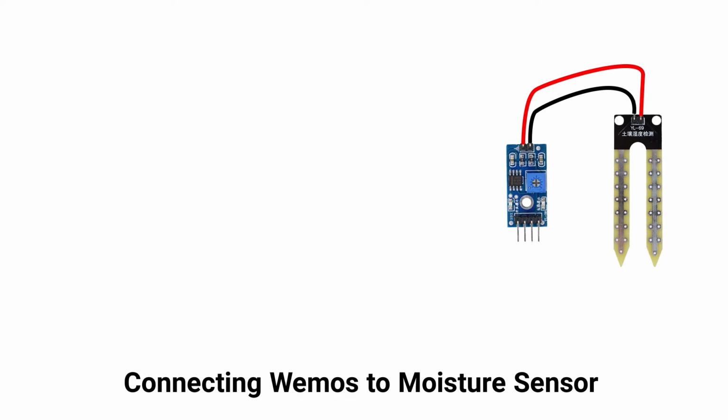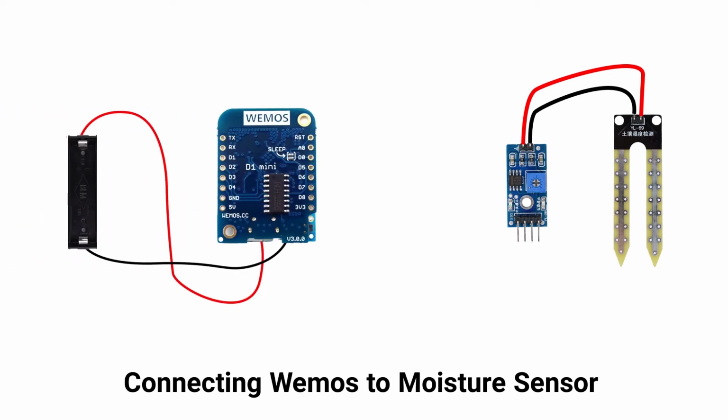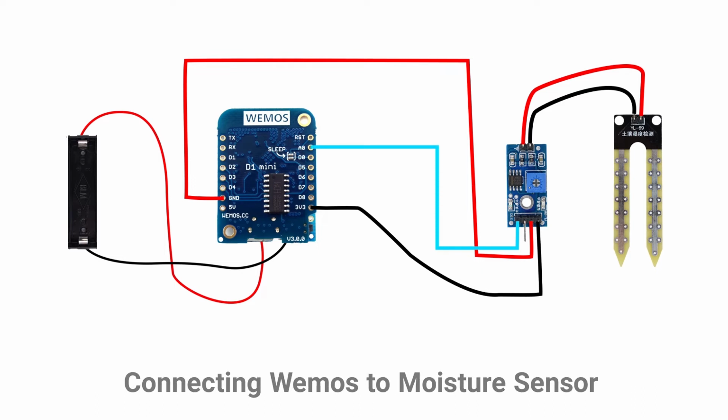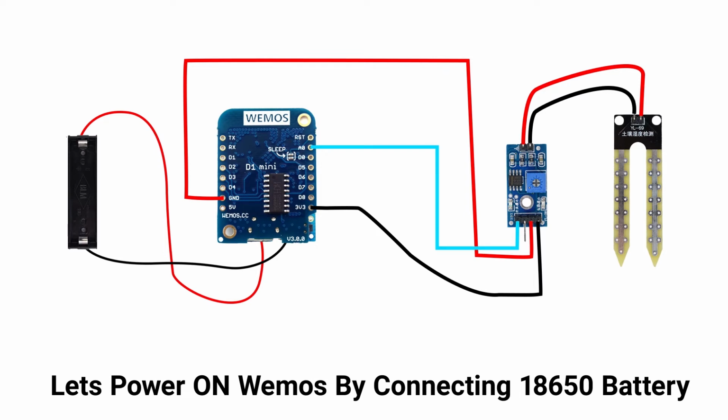Now let's connect soil moisture sensor to Wemos. We need to connect sensor VCC to Wemos 3.3 volt, GND to GND, and sensor AO to Wemos A0. Let's power on Wemos connecting 18650 battery.